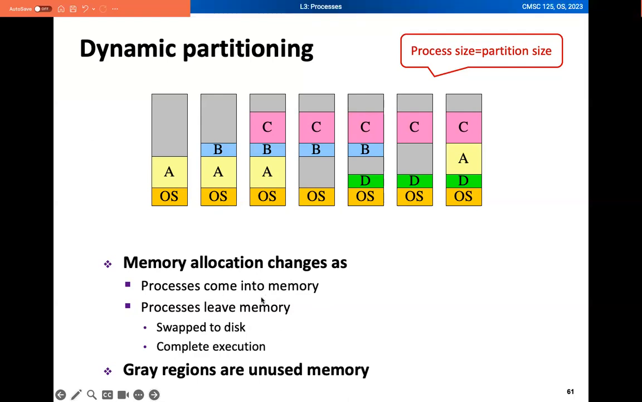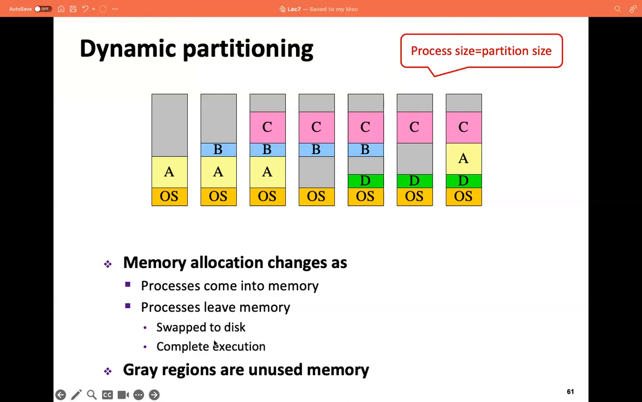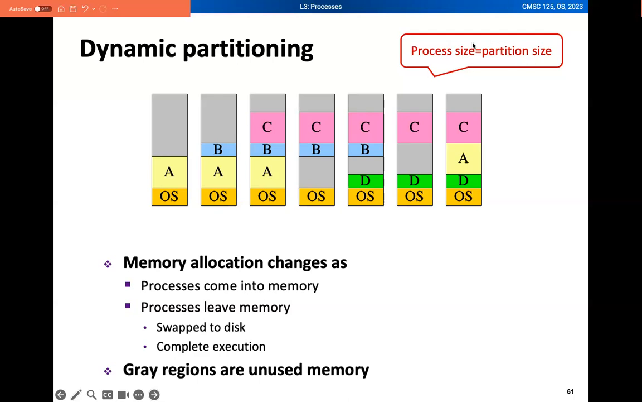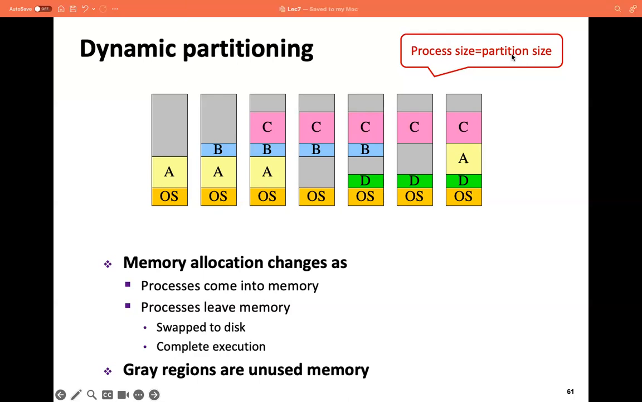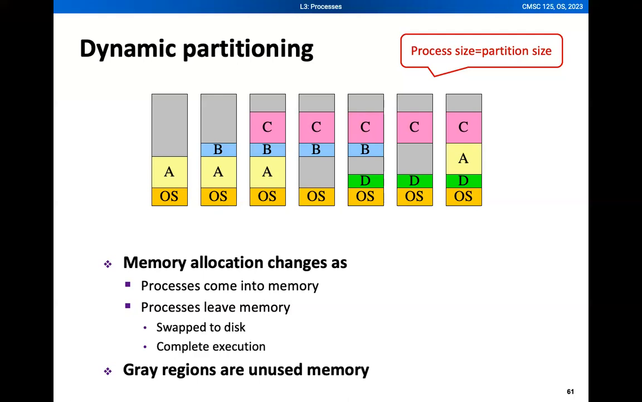So when does that happen? When it is swapped to disk or if the process is done with its execution. And as you can see here, there are some gray regions that represent the unused memory. Okay, and again, the process size here is equal to the partition size.